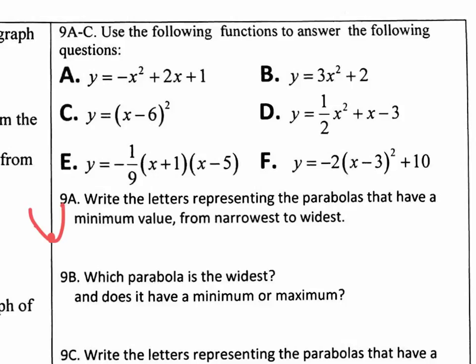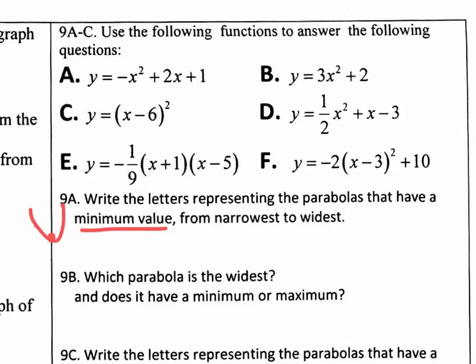So if it's opening up, your A value has to be positive. When you see the words minimum value, you know that you need a positive A value. So this is a -1 A value. This is an A value of +1. This is a negative A value, positive A value, positive A value. So out of the 3 positive A values, how would you list them in order from narrowest to widest?